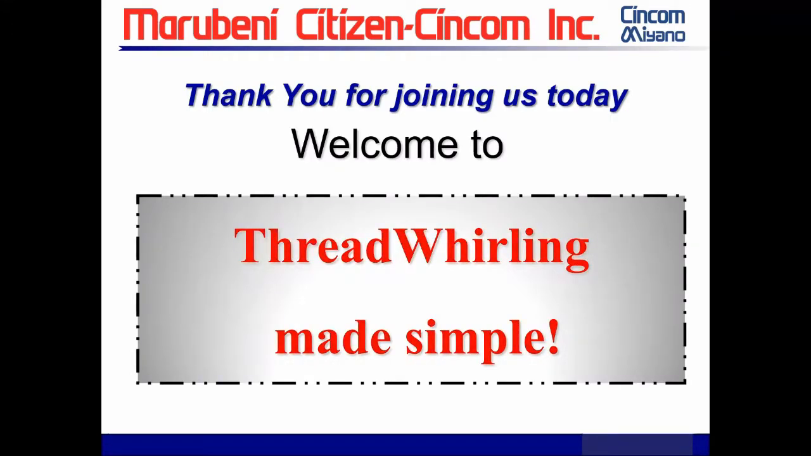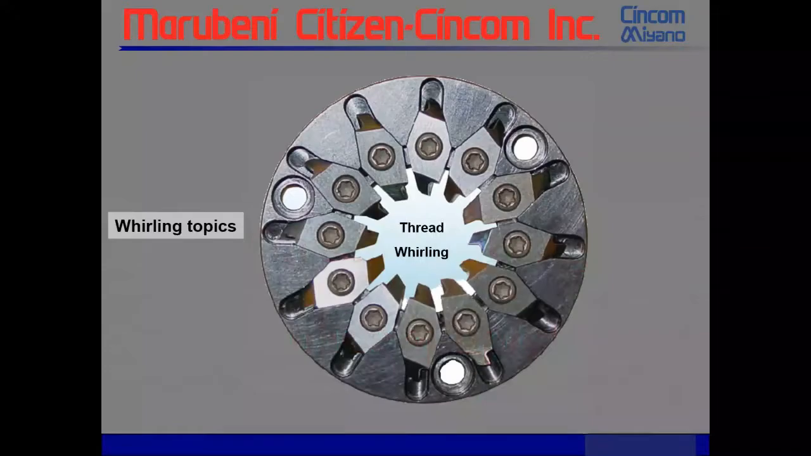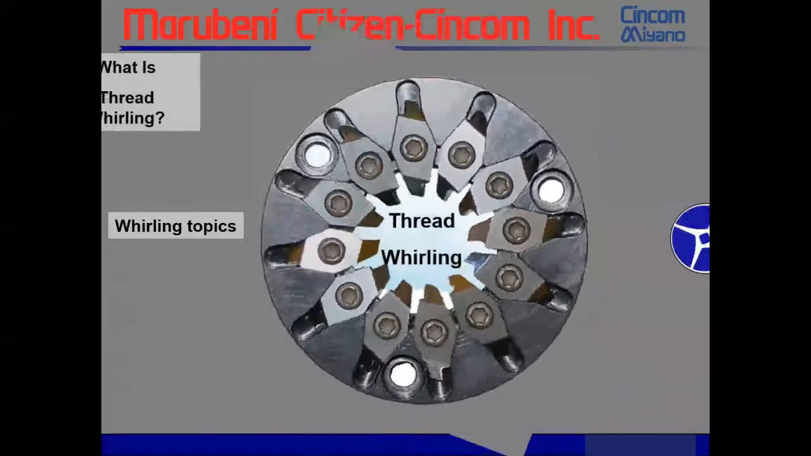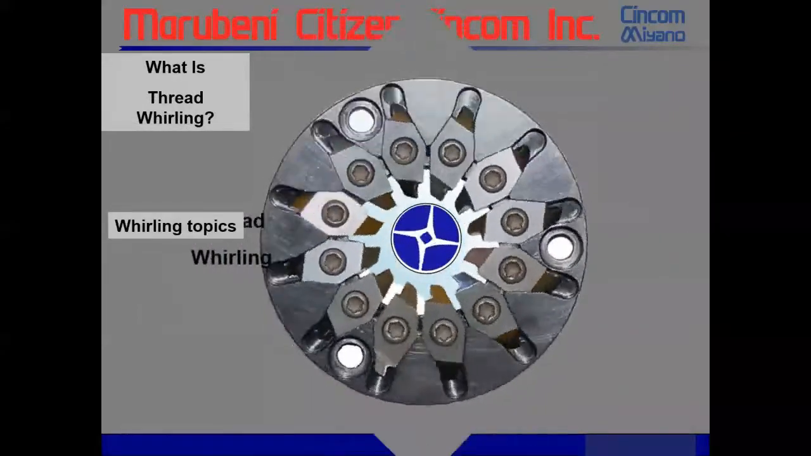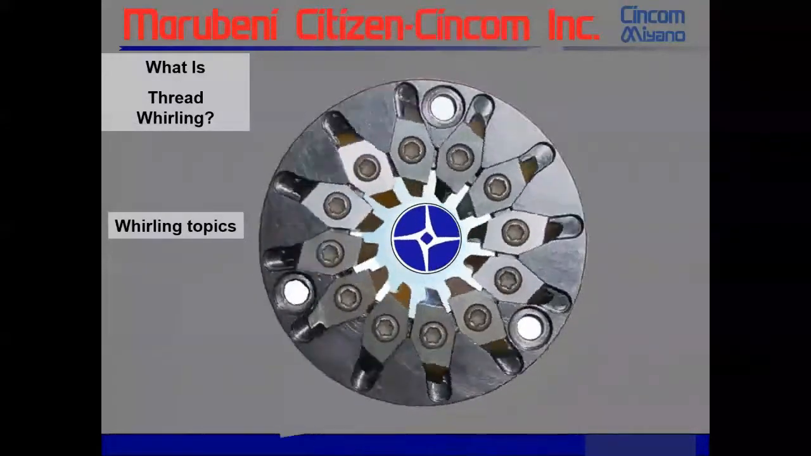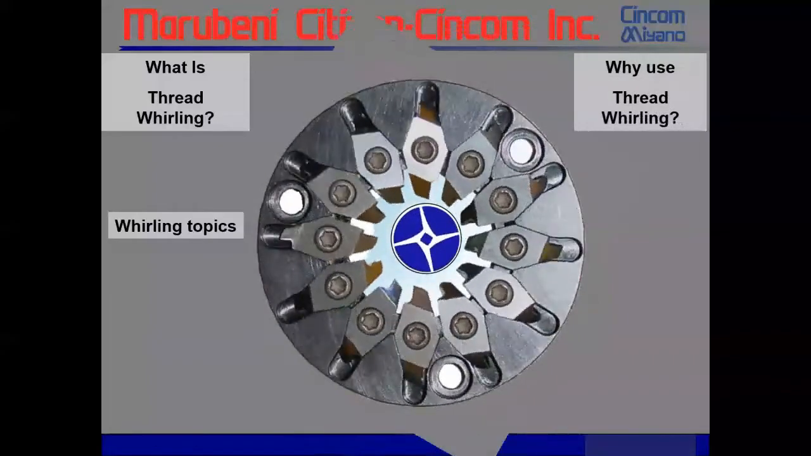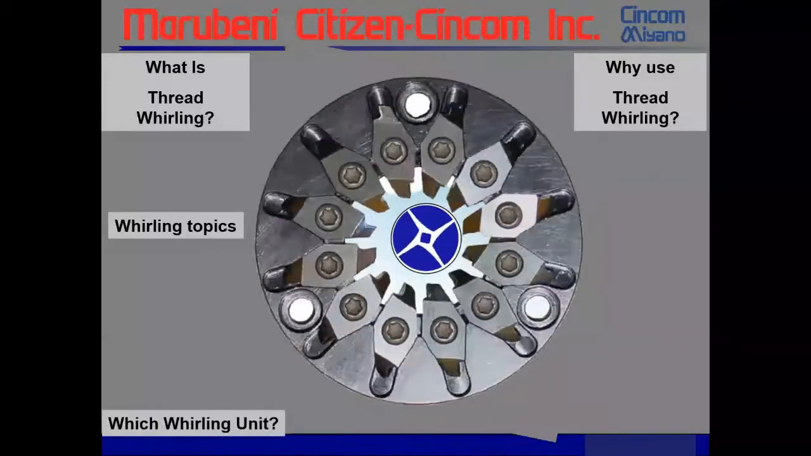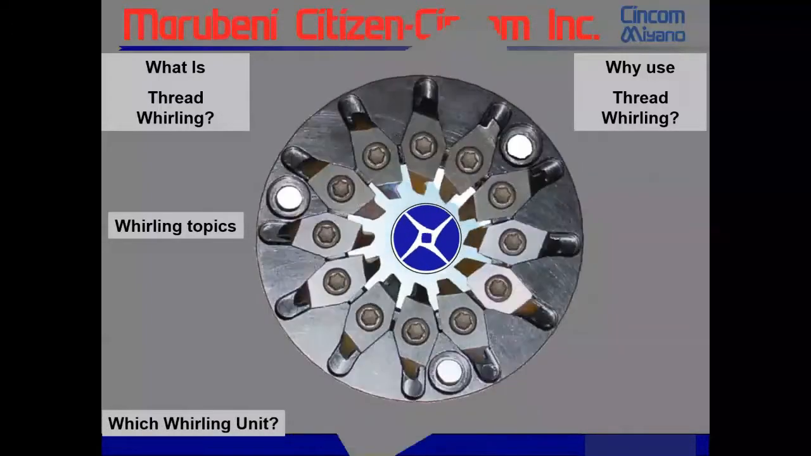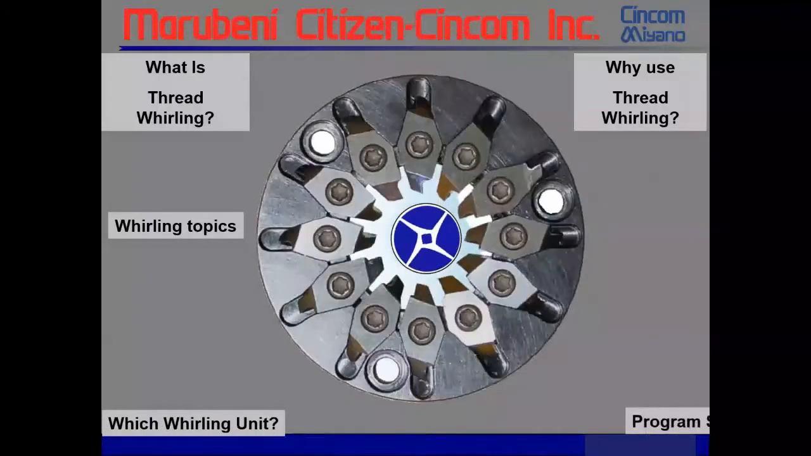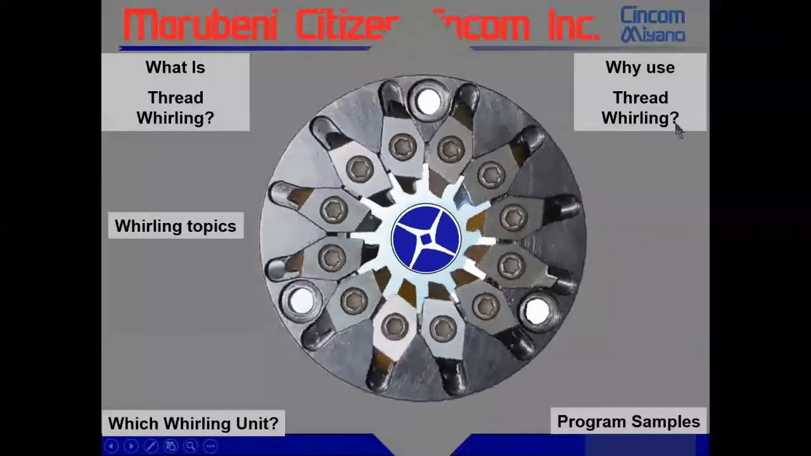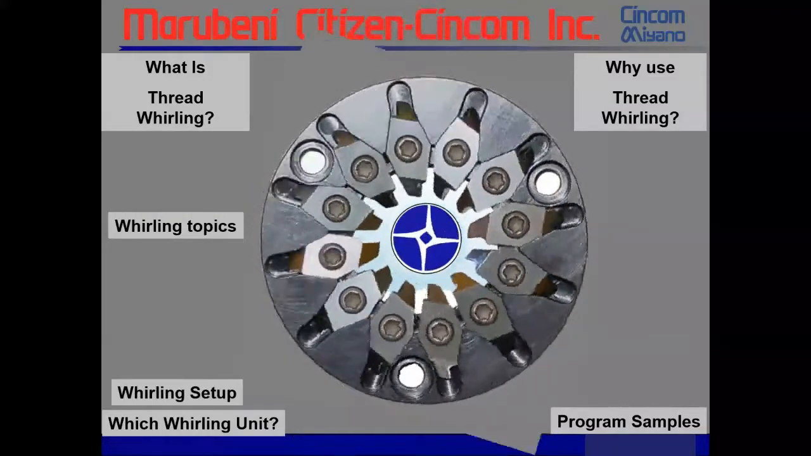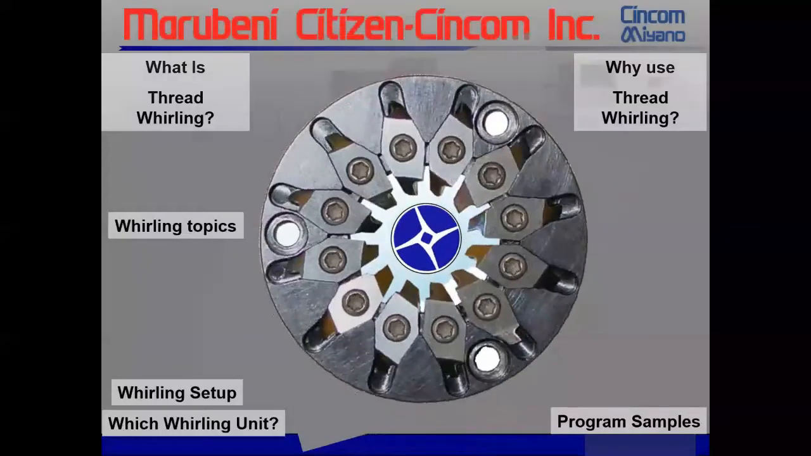So, a little introduction into thread whirling and what topics we're going to talk about. There's many different parts to thread whirling. First, we want to talk about what is thread whirling, what does it do for us, and why do we want to use thread whirling. So which thread whirling unit? There's many different ones for different machines for different reasons that we want to talk about. And some programming samples and also some setup information, basic information as you may want to get started on this.